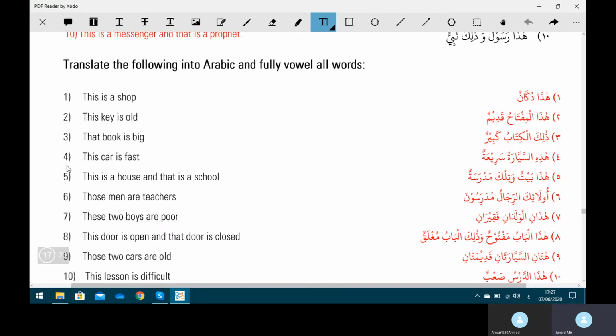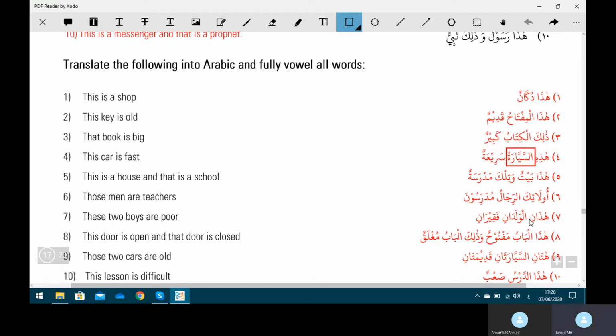Number 4. This car is fast. هذه السيارة سريعة. So this car is a fragment. The word for car in Arabic is سيارة. But we know it's going to be a fragment, so we need to put alif lam on it. So it's السيارة. And السيارة is feminine and singular.